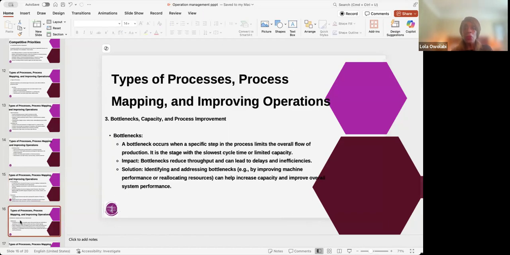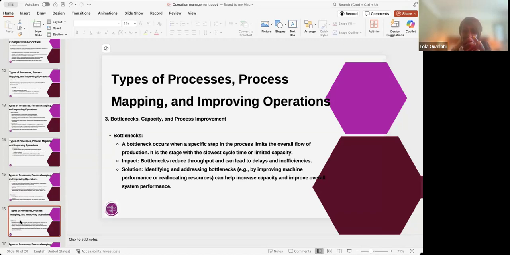And then we have another type of process: bottlenecks, capacity, and process improvement all in one. Bottlenecks occur when a specific step in the process limits the overall flow of production. And this is why it's so important to consistently review. It is the stage with the slowest cycle time or limited capacity.